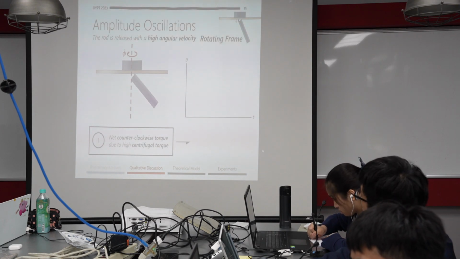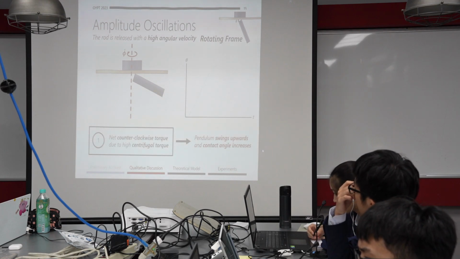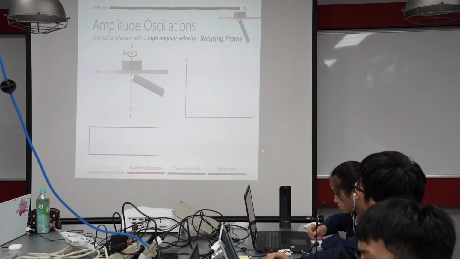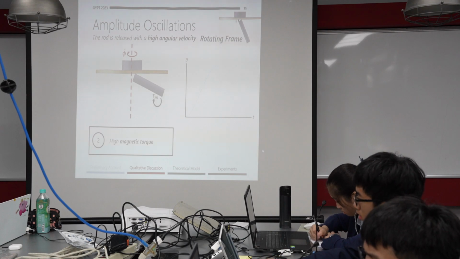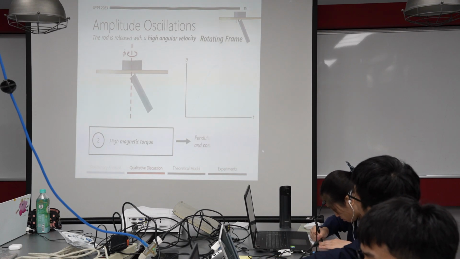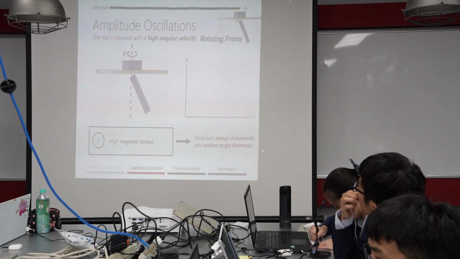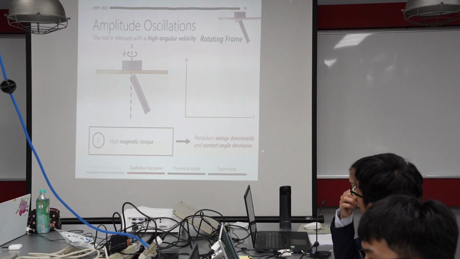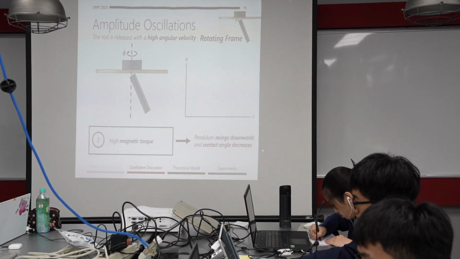Hence, the rod will swing upwards, and the contact angle, which is once again shown on the top right corner, increases. As the rod swings upwards, the magnetic torque will increase, and the pendulum will eventually reach a maximum contact angle. Now, there will be a net clockwise torque, causing the pendulum to swing downwards and the contact angle to decrease. Similarly, for a low initial angular velocity, the pendulum will swing downward to begin with.